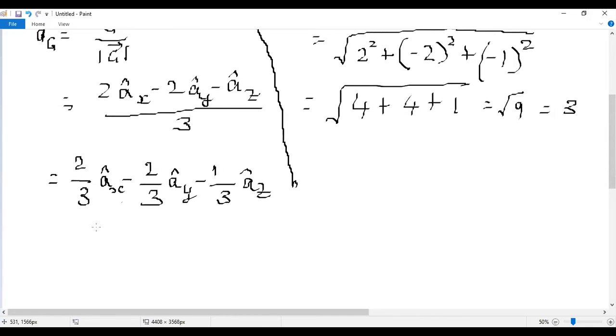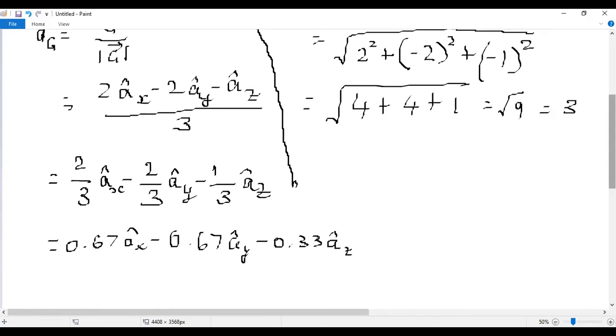2 by 3, you can write it in decimal. 2 by 3 is 0.666. You can approximate it to 2 digits, 0.67 ax. Fine, you can complete this problem. Minus 0.67 ay, minus 1 by 3 is 0.33 az.